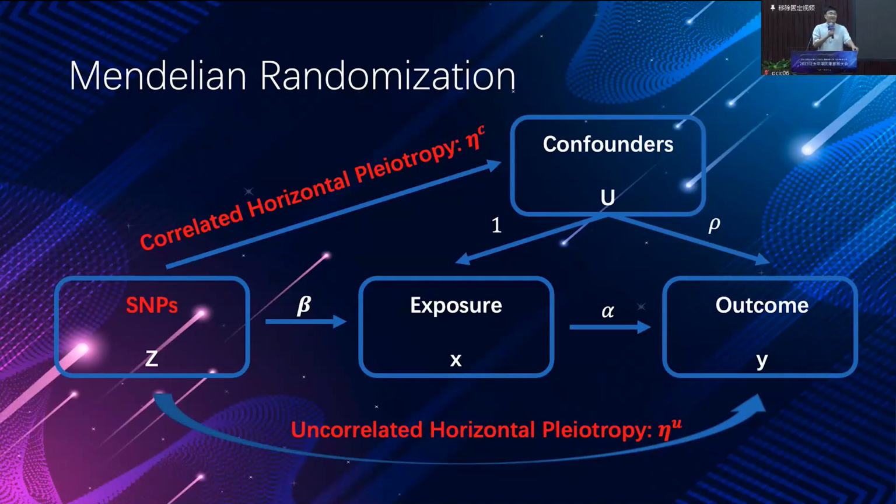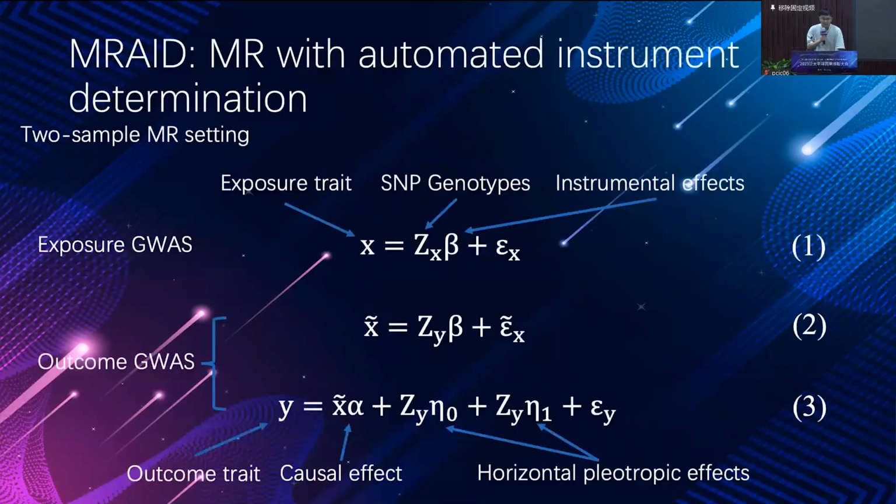Because in MR we only focus on the causal path, it is very important to control for and test by modeling both types of horizontal pleiotropy. Motivated by these limitations, we developed MR-AID, which stands for MR with automatic instrumental determination. In MR-AID, we want to do two things. One is to select the truly valid instrumental SNPs. The other is to control for the two types of horizontal pleiotropy.